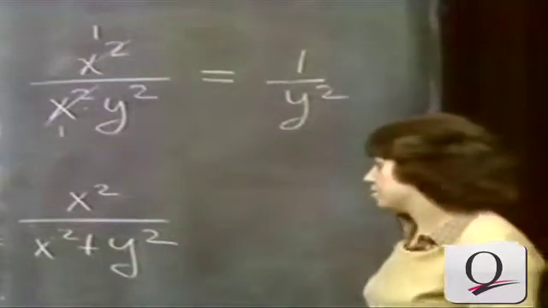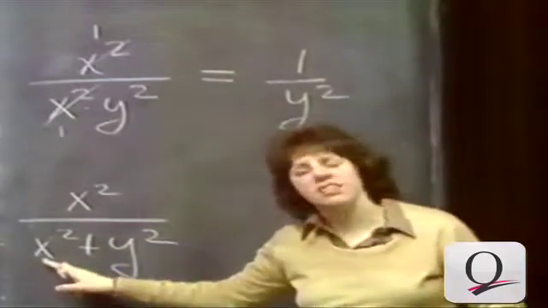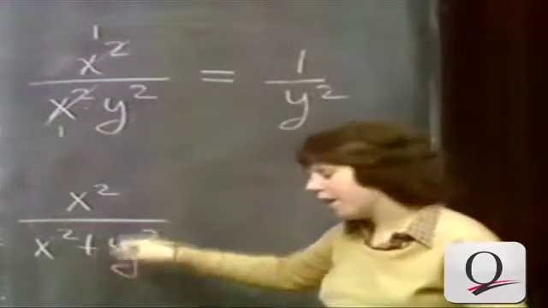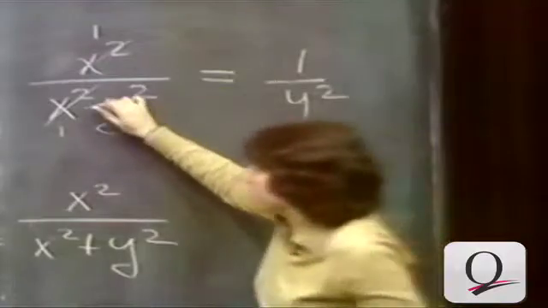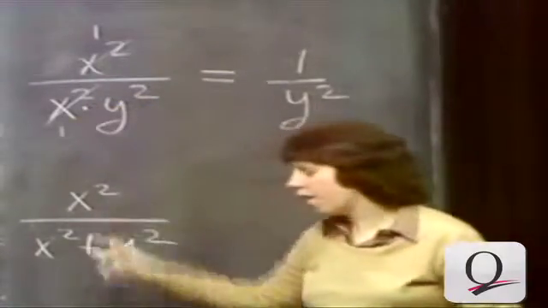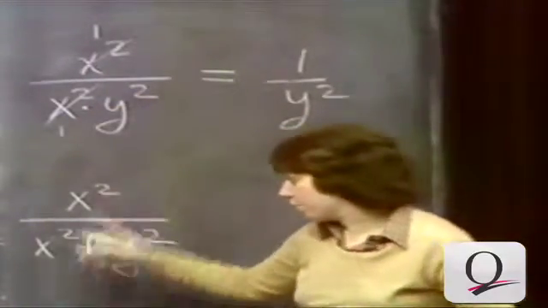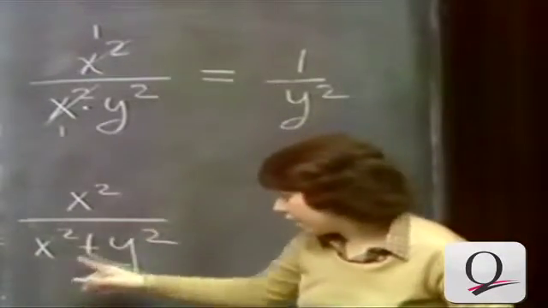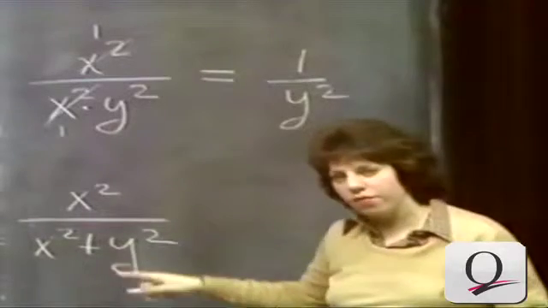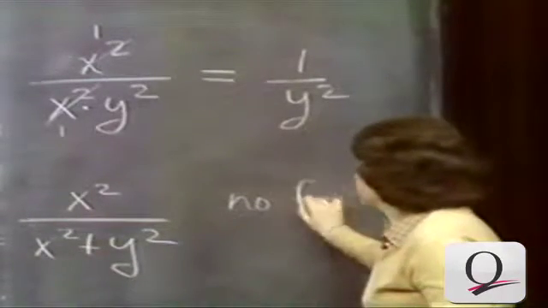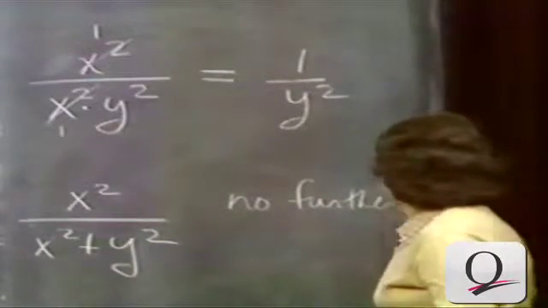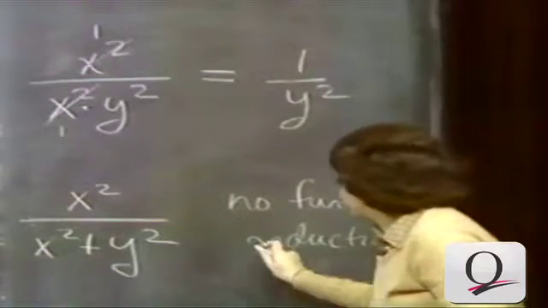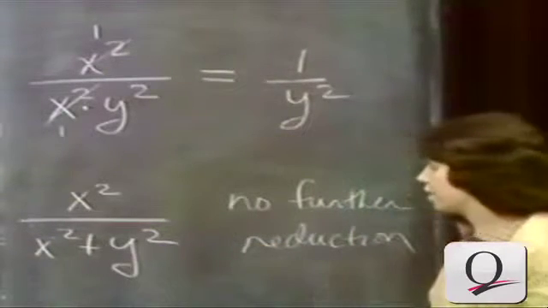Now look at the bottom example. Here, x squared is not a factor in the denominator. It is joined to the y squared by plus, not by multiplication. You cannot divide numerator and denominator by x squared or cancel the x squareds in this particular example. This is as far as you can go on this problem. No further reduction is possible. This cannot be simplified any further.